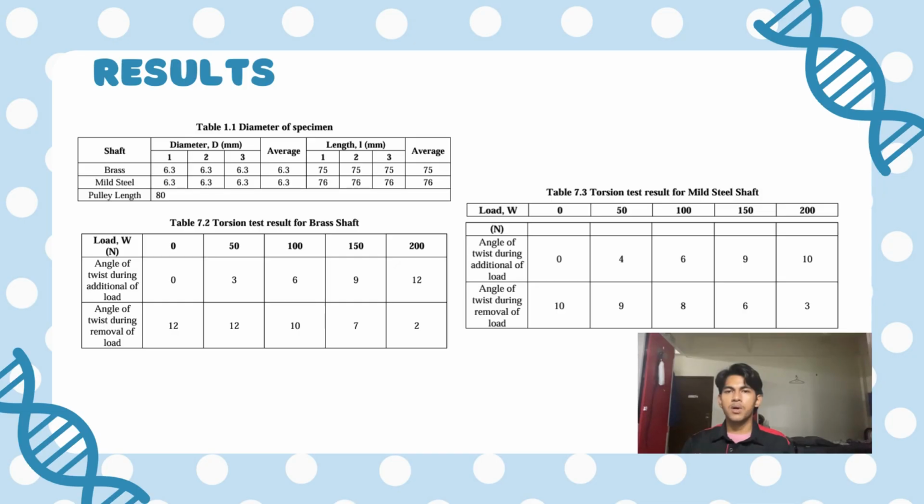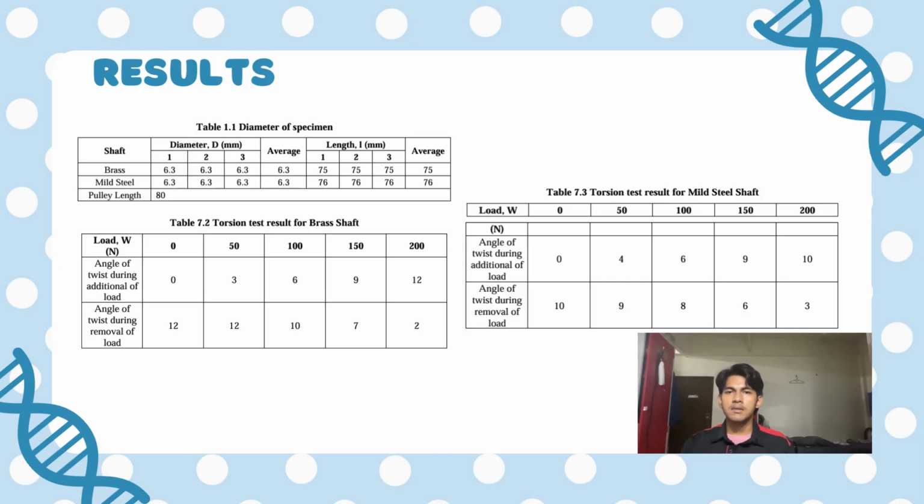Result, table 7.1, diameter of specimen. The shafts that had been given to us are brass and mild steel. Diameter, D in mm, millimeter. We had to measure the shaft in 3 different locations. For the length, we need to measure 3 times.